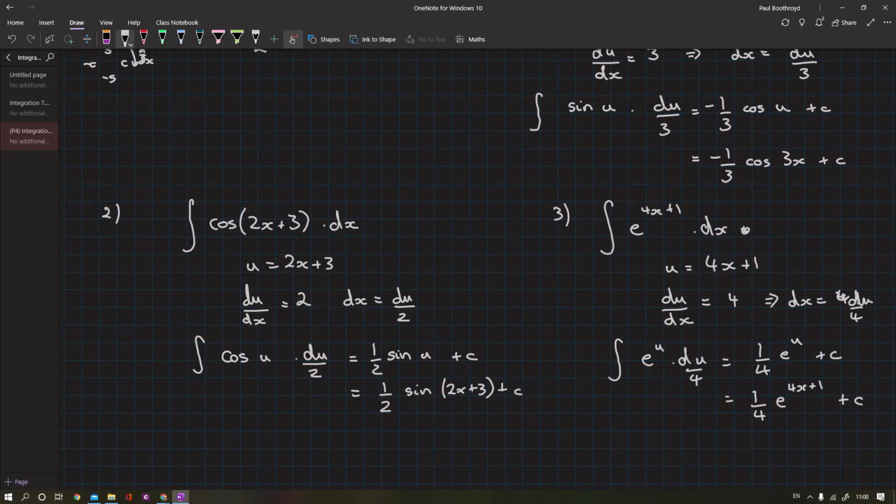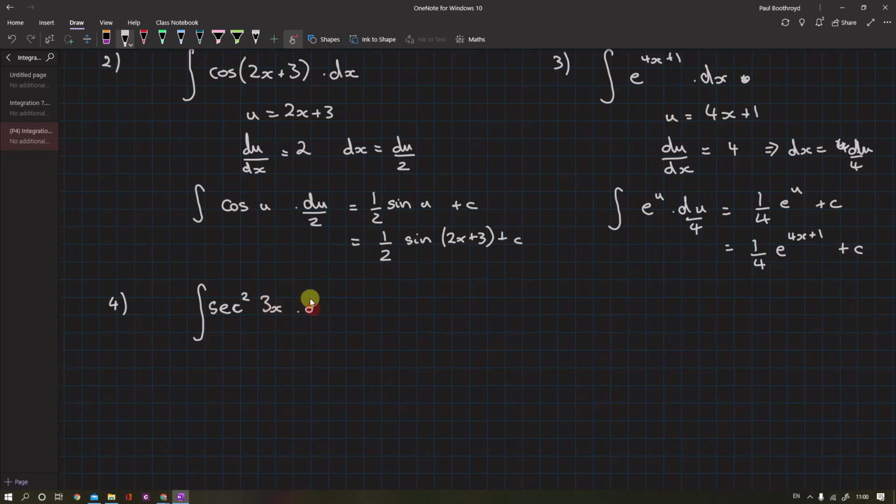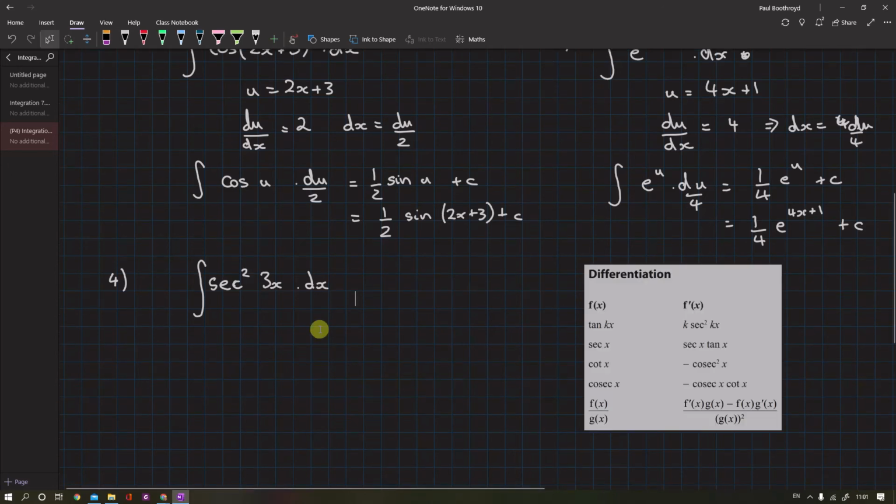A little bit more complicated. Let's bring some trig ones in. Bring in a trig function. So if I want to integrate sec squared 3x with respect to x. Now we recognise the sec squared. I'll just go and grab my standard differentials. So the sec squared, we know that it is a differential of tan x, so we're going to get a tan x result out of this one.